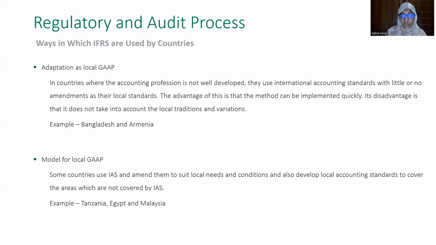So now the model for local GAAP. Some countries use IASs and amend them to suit their local needs. That is what most of the countries do, because they have to adapt according to the local needs and conditions and what types of traditions and variations are there in the country. So accordingly, the accounting standards will cover areas which are not covered by IASs using the local accounting standards, and the IASs will be used in order to identify a specific direction.